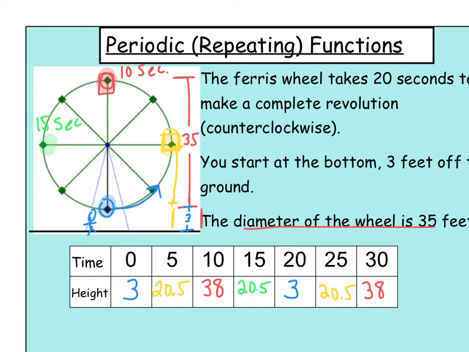Okay, so let's walk through and make sure we're comfortable with everything. Take a look at what we got. So the table, starting out right here, we are 3 feet off the ground. Okay, 5 seconds go by. You're over here, 20.5 feet, right? Half of the diameter of the wheel plus the 3. At 10 seconds, you're at the highest point, which is 38 feet. And then you start to come down on the other side. Okay, 5 more seconds go by. So at 15 seconds, you're back down to the 20.5.